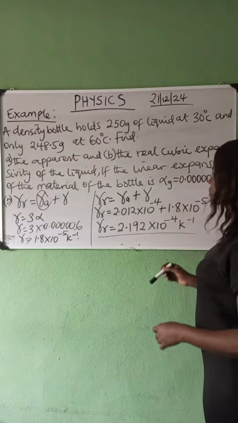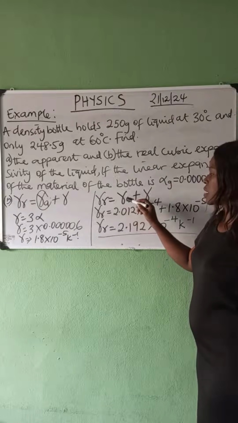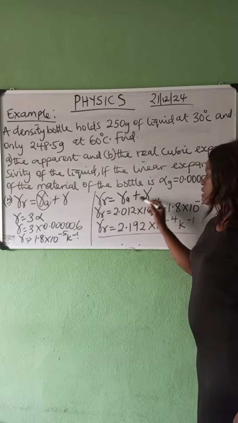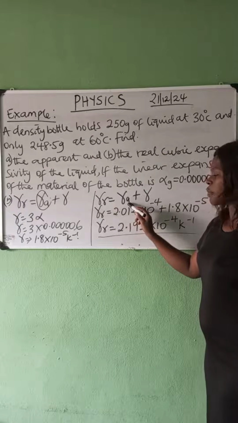Okay, so for us to get the real cubic expansivity, it is equal to apparent cubic expansivity plus expansivity of the container, right? Now, what's my apparent cubic expansivity?